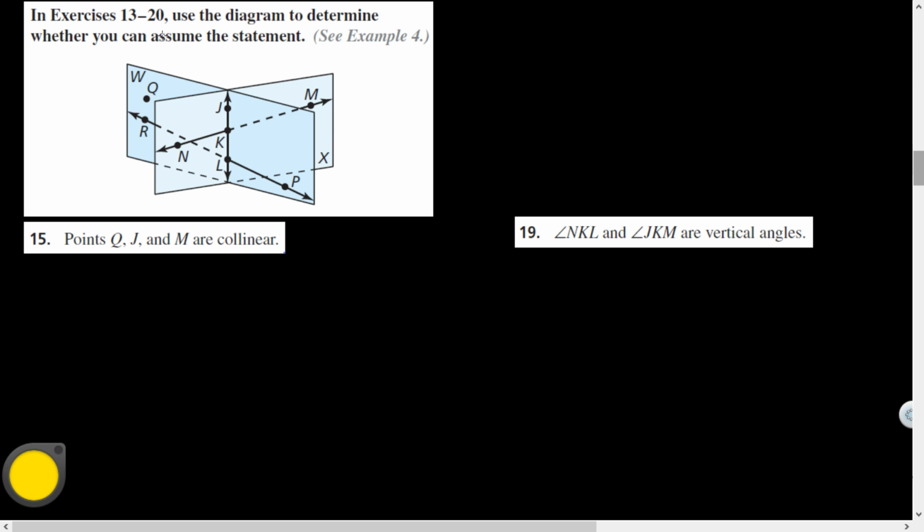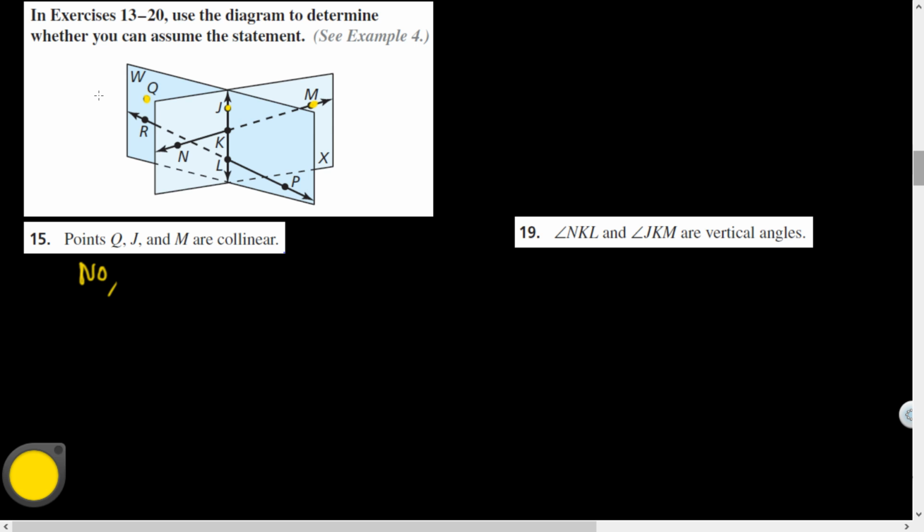So let's see. Use the diagram to determine whether you can assume the statement. All right. So points Q, J, and M are collinear. That's a good one, friends. Wow. I'm going to say no. No way, Jose. Because Q and J exist on plane W, while J and M exist on plane X. Those are absolutely not collinear, right?